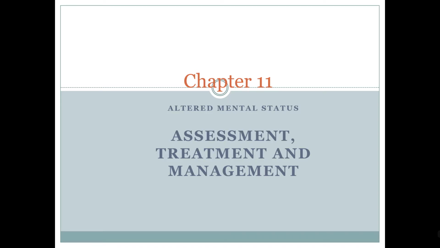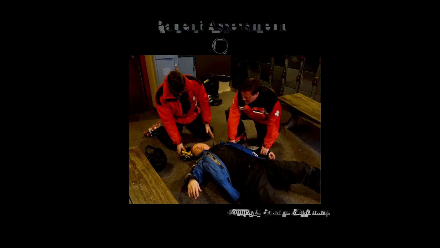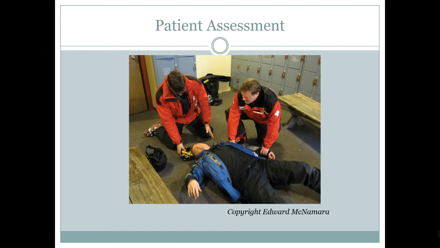We're back with part 2 of Chapter 11, Altered Mental Status, and we'll be discussing assessment, treatment, and management of altered mental status patients. Okay, if you arrive on this scene, what are your first impressions? What would you do when you're encountering this man on the floor? What does the scene size-up tell you? Can you rule out a traumatic injury as the cause of the altered mental status?